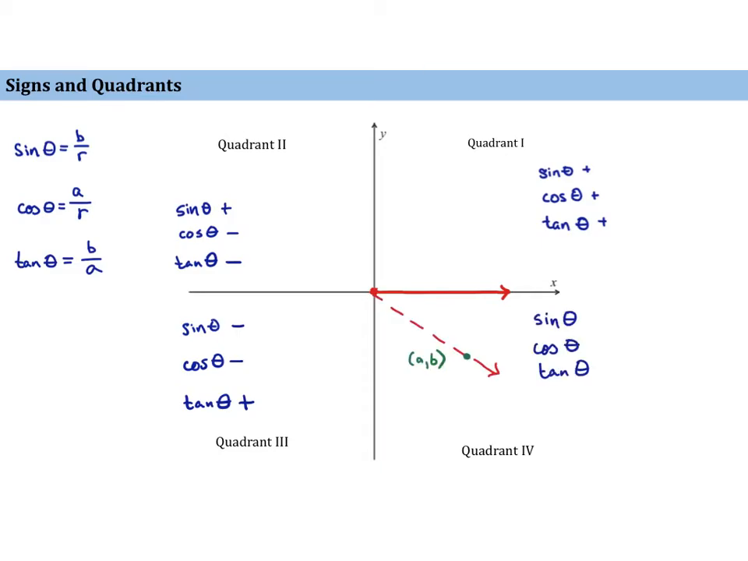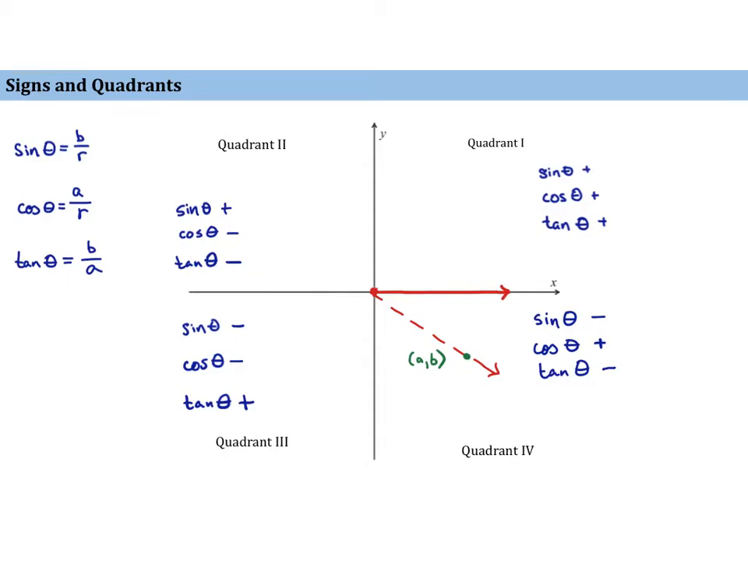Now if our angle lands in the fourth quadrant, we'll notice that sine of theta is again B over R, and in the fourth quadrant, B is negative and R is positive, so sine of theta will be negative. Cosine of theta is A over R, and A over R would be a positive divided by a positive, which is positive. And tangent of theta is going to be B over A, which is a negative divided by a positive, or you can think of it again as sine of theta over cosine of theta, which is a negative divided by a positive, which is negative.